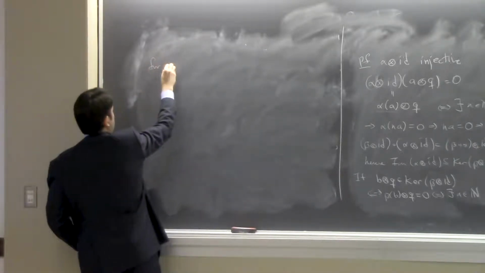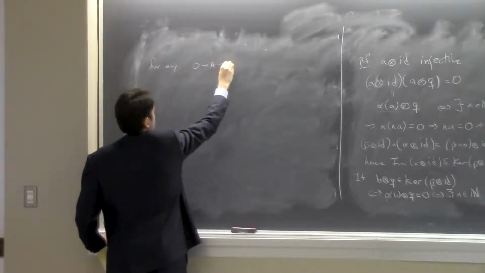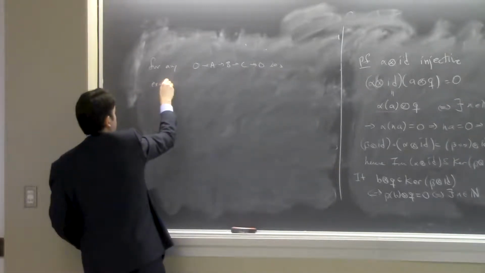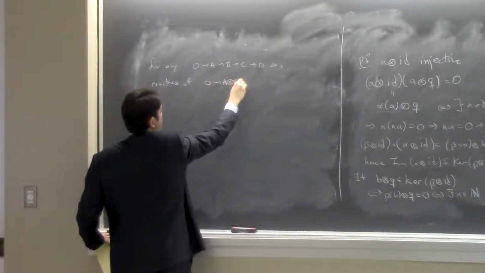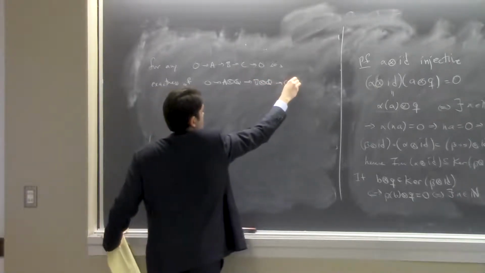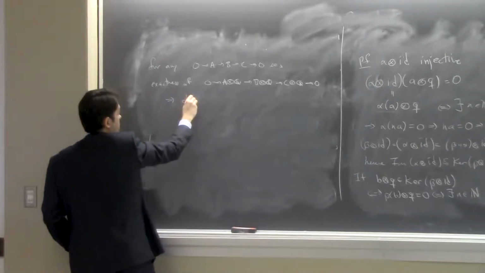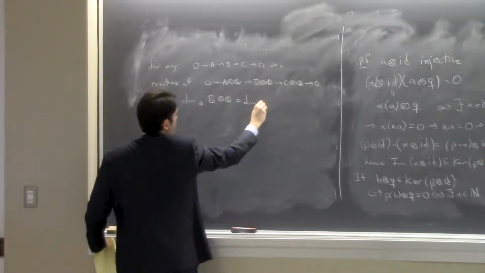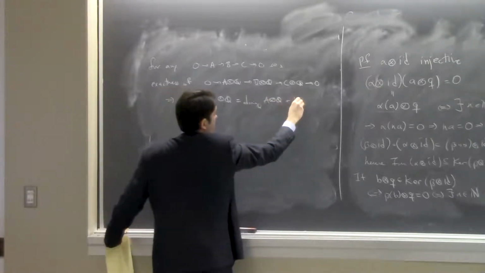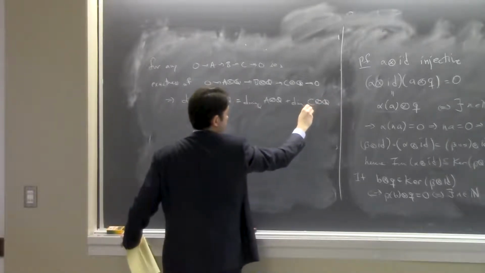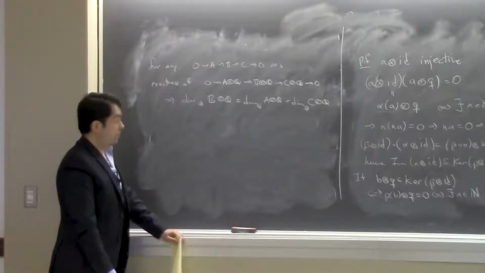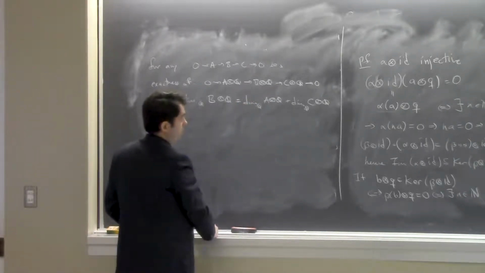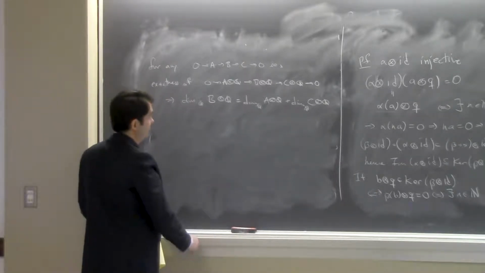Okay, but for any short exact sequence, the exactness of tensoring with Q implies that the dimension of B tensor Q is equal to the dimension of A tensor Q plus the dimension of C tensor Q. Which, if you like, is the rank nullity theorem. But anyways, this is easy to see.